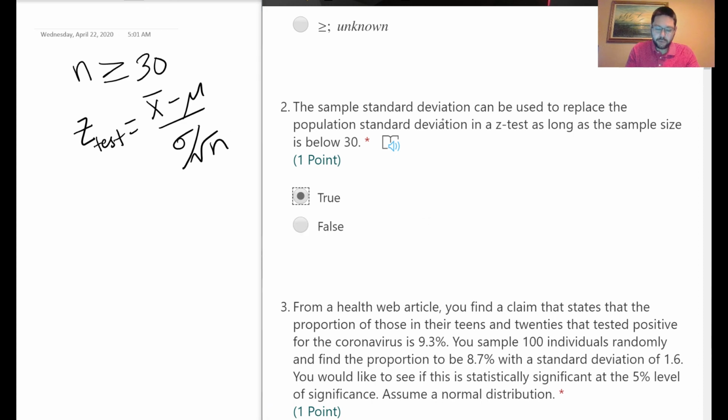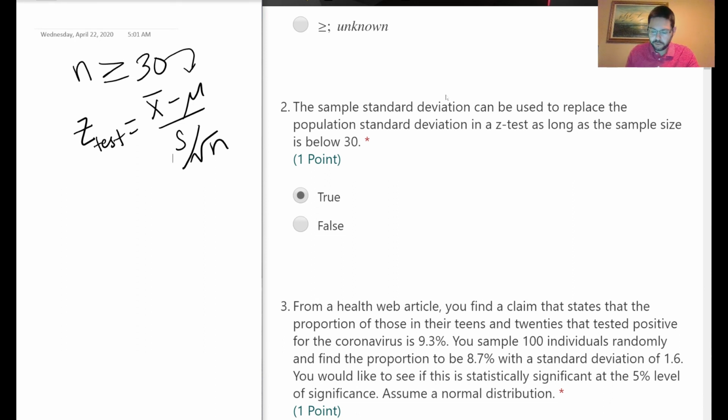Now if n is greater than or equal to 30, you can go ahead and proceed to use this. However, if you don't know your sigma, that's okay. You can replace sigma with s, as long as your sample size is greater than or equal to 30. Now, if it's less than 30, you should already know your population standard deviation in order to proceed with the z-test. So if it's less than 30, you can't replace it with s. Here it's saying the sample standard deviation can replace sigma as long as the sample size is below 30. That's incorrect. It has to be greater than or equal to 30, at least 30, in order for you to use it. So this is false.